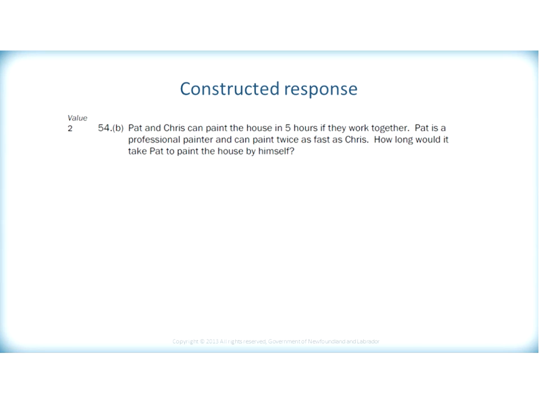Pat and Chris can paint a house in 4 hours if they work together. Pat is a professional painter and can work twice as fast as Chris. How long would it take for Pat to paint the house himself? And so here's the word problem. We have Pat and we have Chris. We have Pat and Chris, and then they work together.